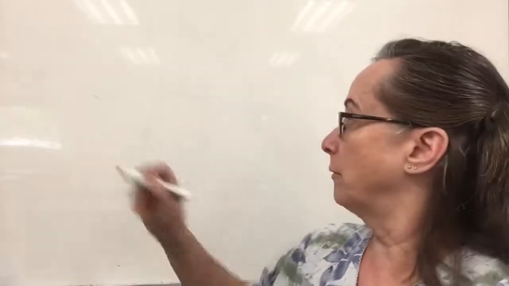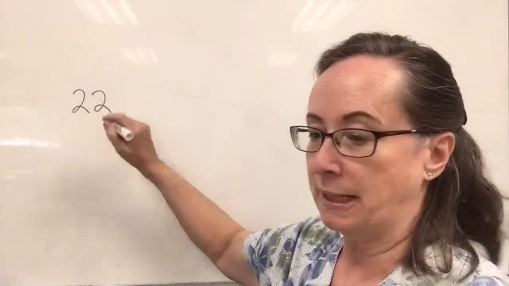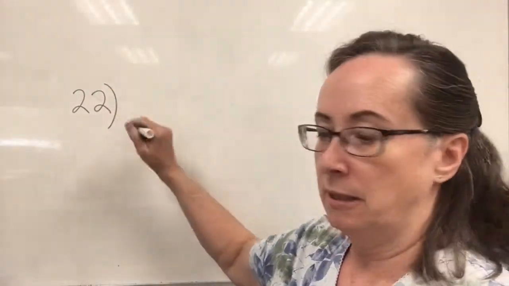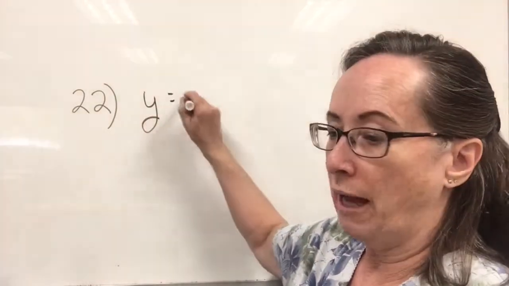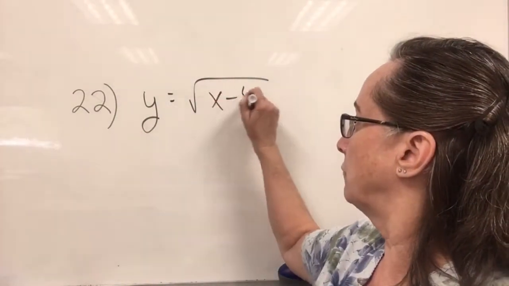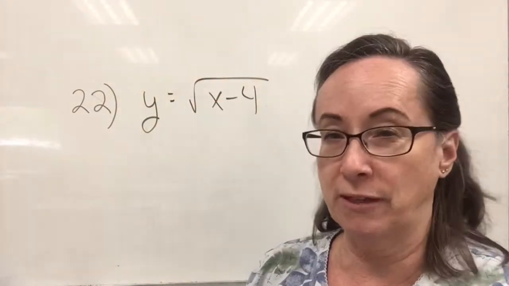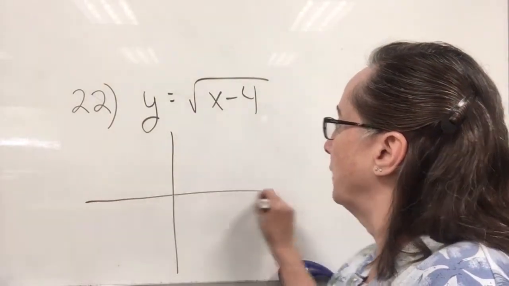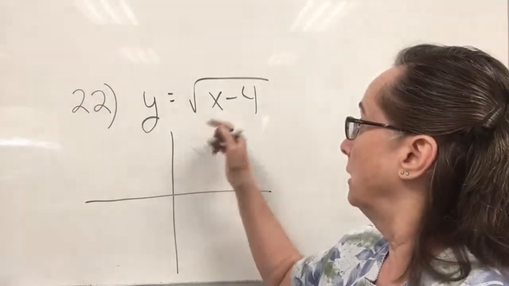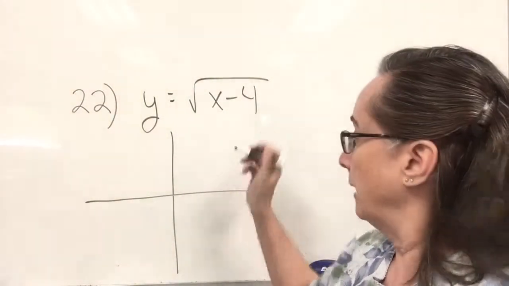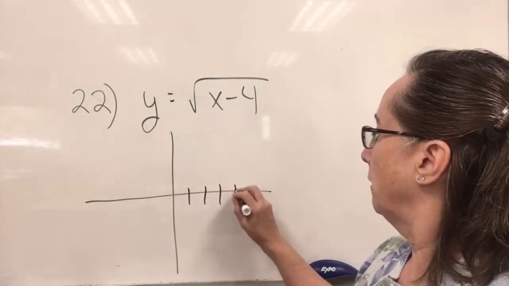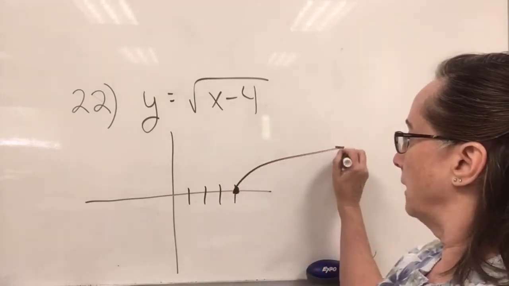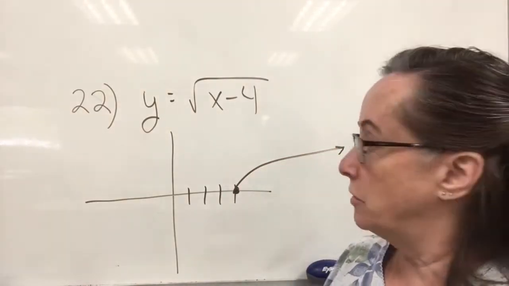All right, so now we're going to skip to number 22 because many of these are the same general principle. Y is equal to the square root of x minus 4. We are to graph the original function and its inverse. So I know that the original function is a square root function moved 4 steps to the right. So 1, 2, 3, 4. It's going to go off in that direction. That's what square root functions do.